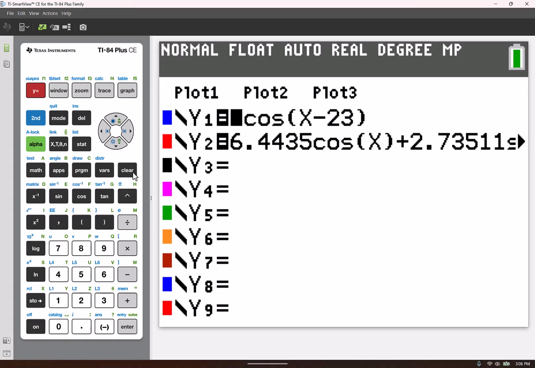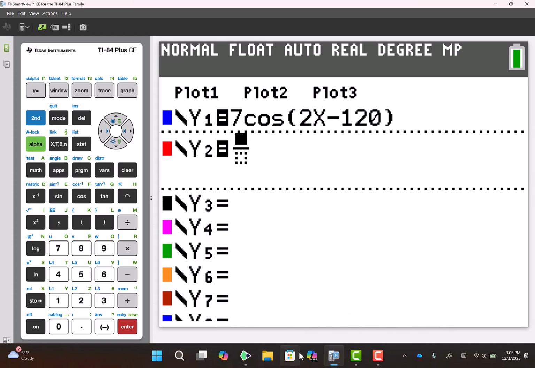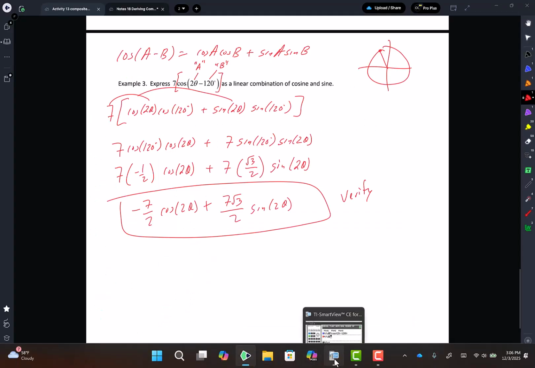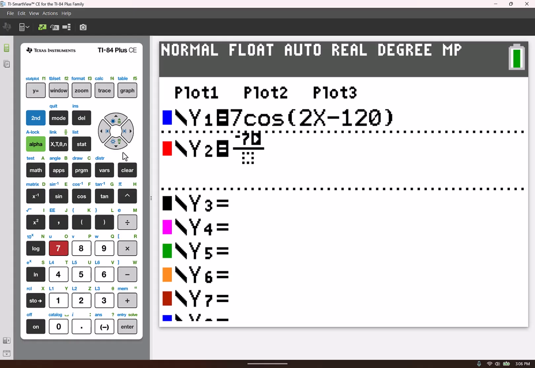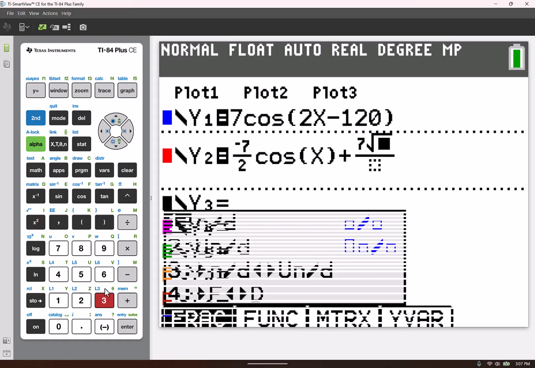How do you do that? Like this. I just go, what's my original? 7 cosine 2x minus 120. I'm still in degree mode, so I can just do that. And then let's see, what did I get? Alpha, y equals, enter. And what was my coefficient? 7 over 2. You don't need to do it like this. I'm just being extra. I could just type 7/2 cosine x plus, what's the other one? 7 square root of 3 over 2 with a sine on it.